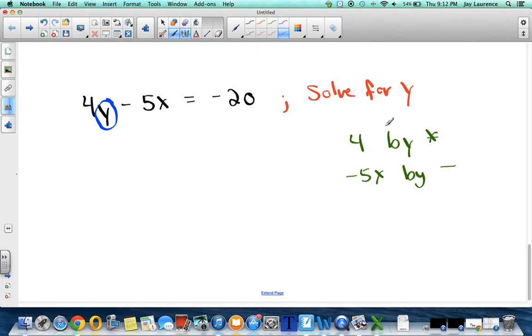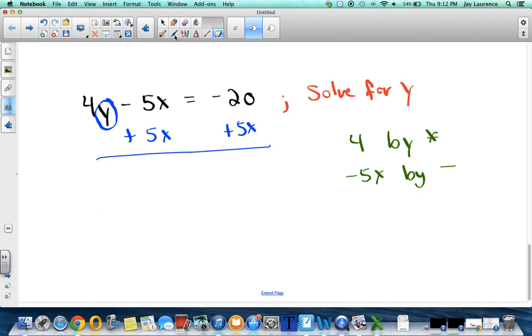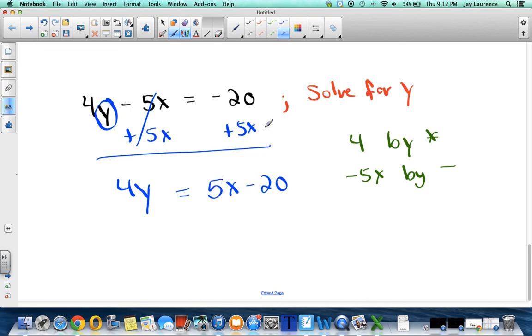So I'm going to listen to Saddam and get rid of the negative 5x. So I'm going to add 5x to both sides. I'll get 4y. Those two will cancel. I'll have negative 20 plus 5x. But Mr. Lawrence suggested writing the x term first. Again, he didn't tell me why. I'm going to trust his experience.